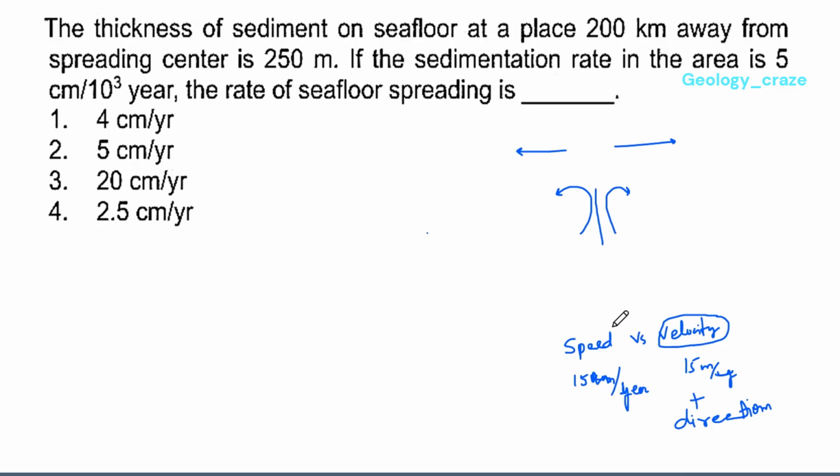The formula is the same. Speed is equal to distance upon time, and here velocity is equal to distance upon time. Same thing. So we will use this formula to calculate the thing.